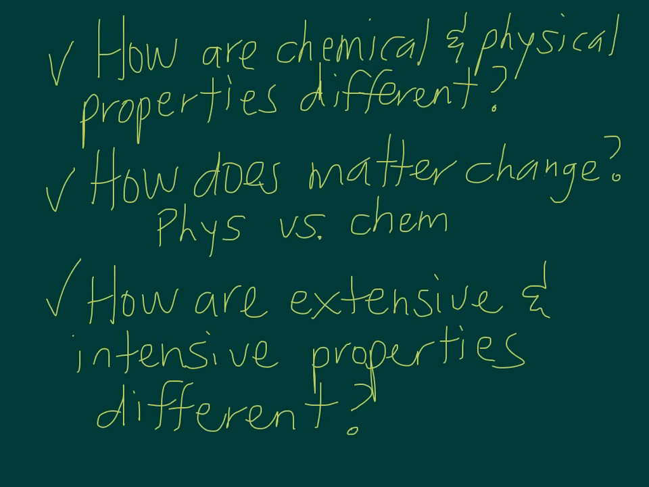Okay, so in this video, just to summarize what we've covered, we've discussed how are chemical properties and physical properties different. We'll also go over some examples of those in class. Next thing we talked about was how does matter actually change. You definitely need to understand the difference between physical and chemical change. And then the very last thing were two new terms that are going to be very, very important: extensive versus intensive properties.